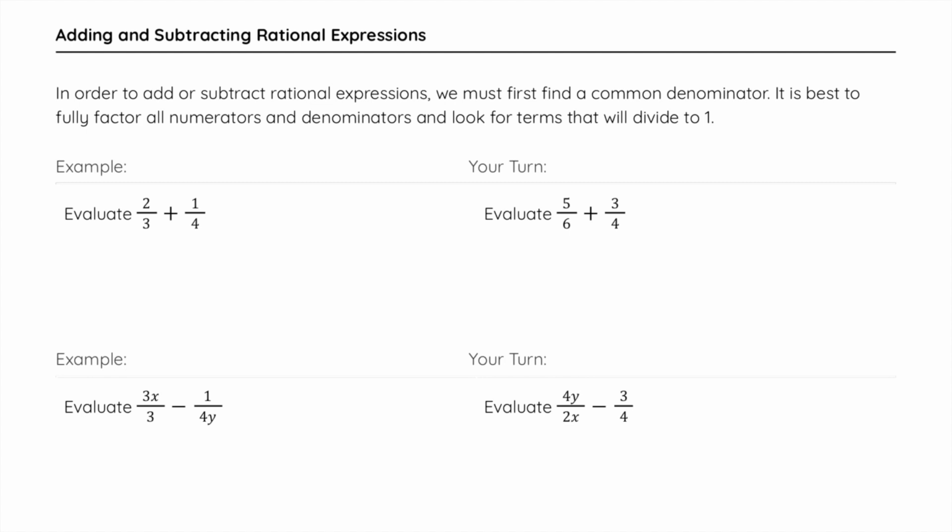So here we have 2/3 plus 1/4. So I need a common denominator, and the lowest common denominator would be 12. And that means the first fraction here, I would multiply both the numerator and denominator by 4, and to get 8 over 12. And then the second fraction, I multiply numerator and denominator by 3. So I have 3 over 12. And I end up with 11 over 12 because I add the numerators.